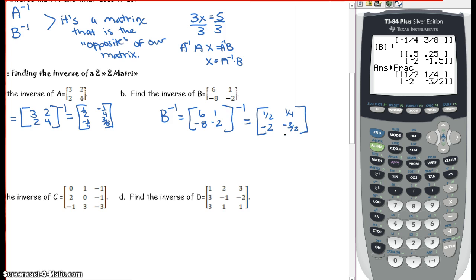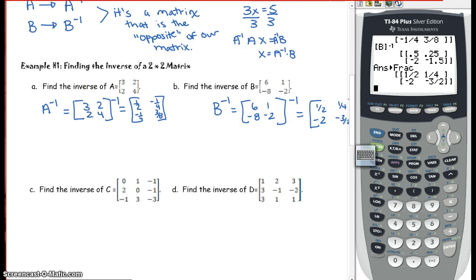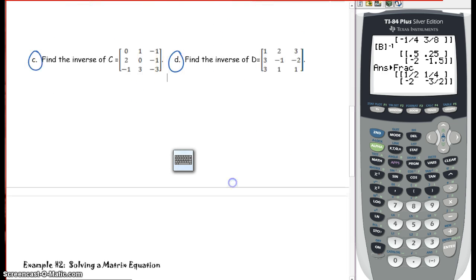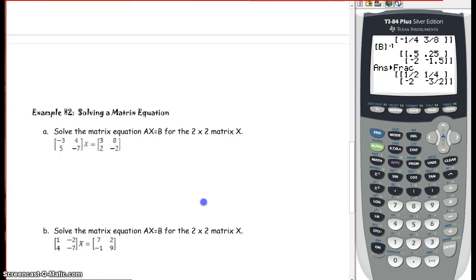Now you could do the same thing with the C and D matrices. The only difference is that now it's a 3 by 3 and you have to type in 3 more numbers. We'll talk about those more in class. We'll practice with those, okay? So just leave it alone for now, but know that it's ultimately the same. All right, let's go into solving.